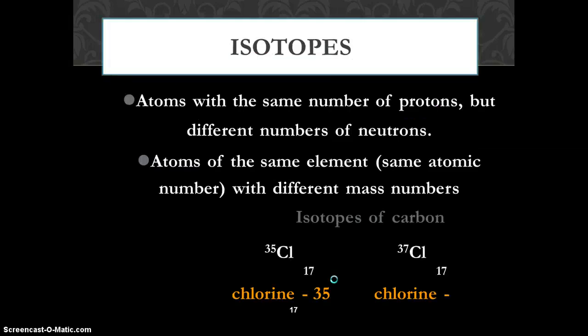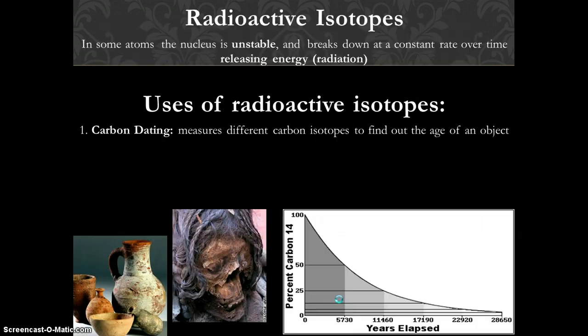Now, what's an isotope? Atoms with the same number of protons but a different number of neutrons. So atoms of the same element will have the same atomic number, but the mass would be different. So here, for example, you have chlorine 35, atomic number of 17, and you have chlorine 37 with the atomic number of 17. So chlorine 37 has 2 more neutrons than chlorine 35.